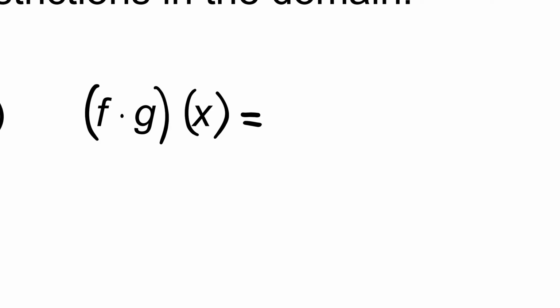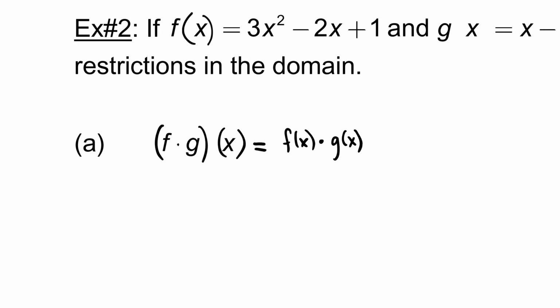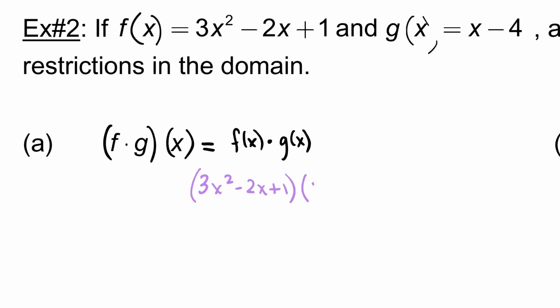So do we have to distribute that? So this is literally F of X times G of X. So you're multiplying these two together. So you're taking 3x squared minus 2x plus 1 and multiplying by x minus 4. Notice there's no plus or subtraction sign in between the parentheses. So therefore you know you're multiplying.